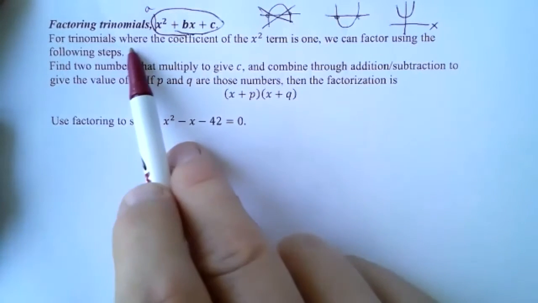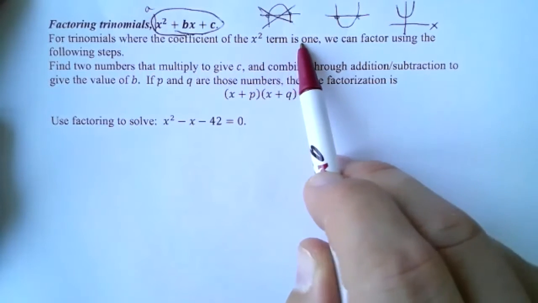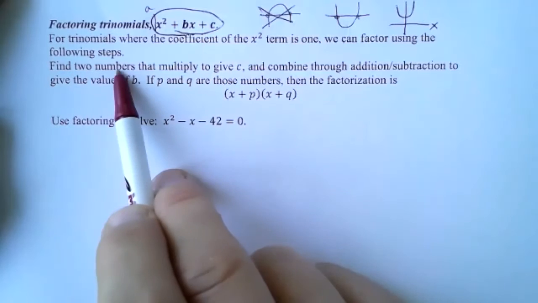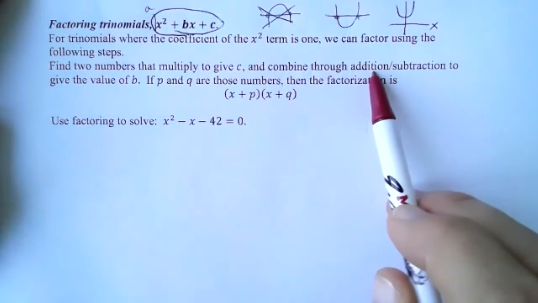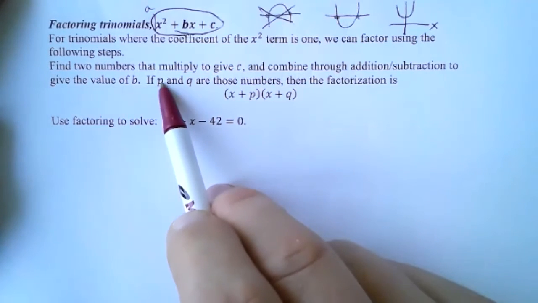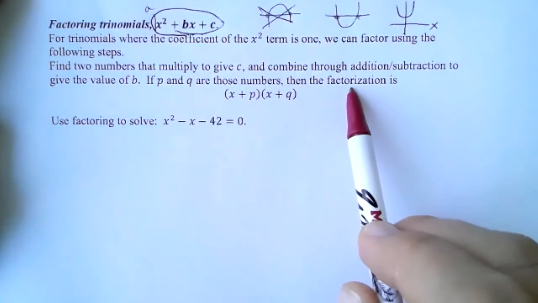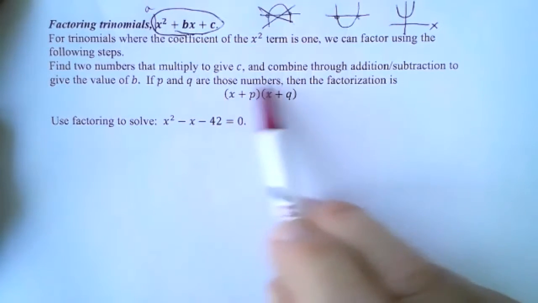Okay. So for trinomials where the coefficient of the x squared term is 1, we can factor using the following steps. Find two numbers that multiply to give C and combine through addition or subtraction to give the value of B. If P and Q are those numbers, then the factorization is (x + P)(x + Q). Now remember this from last week.